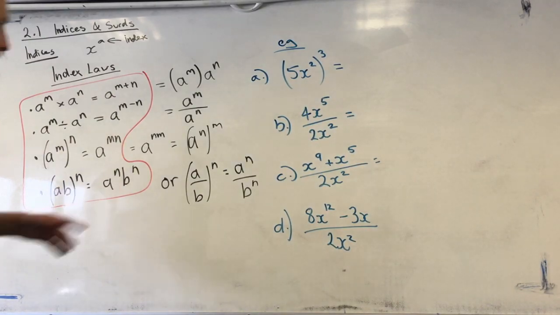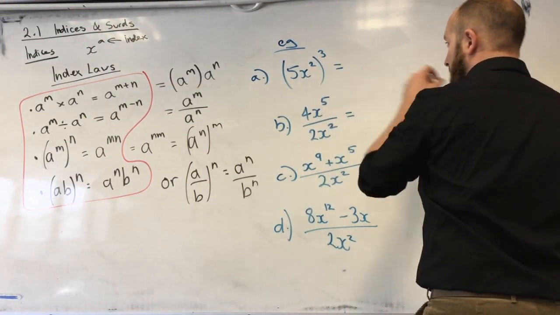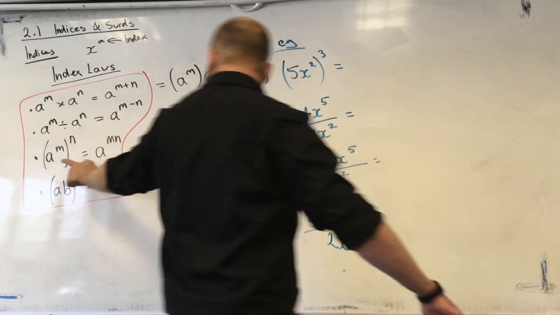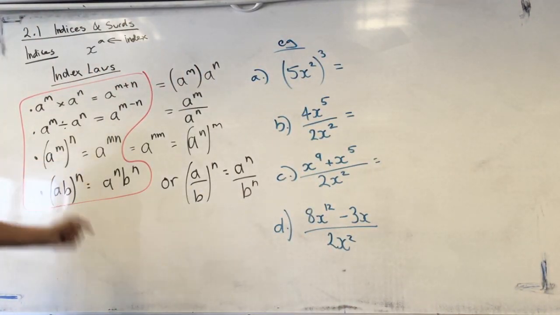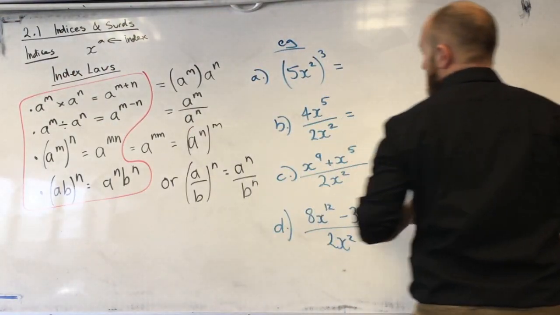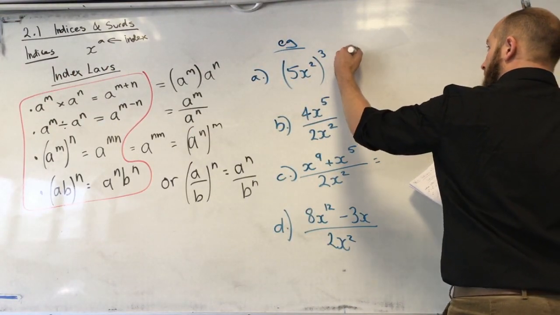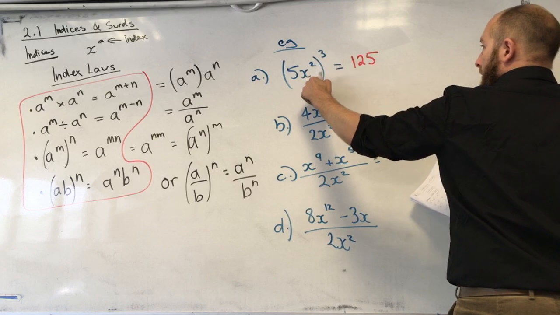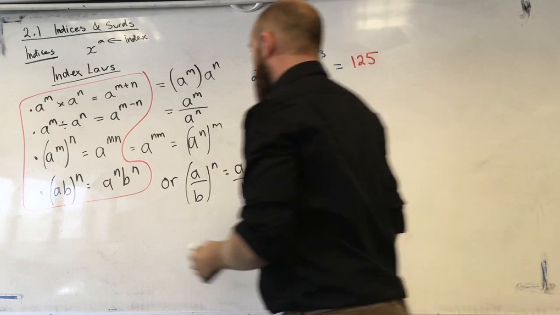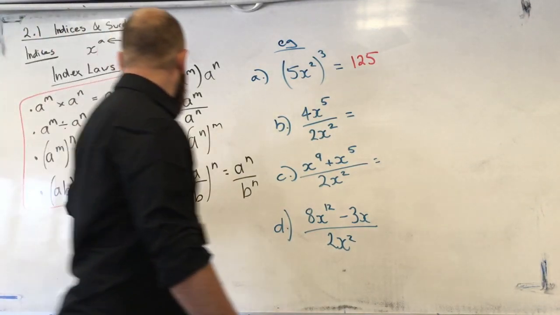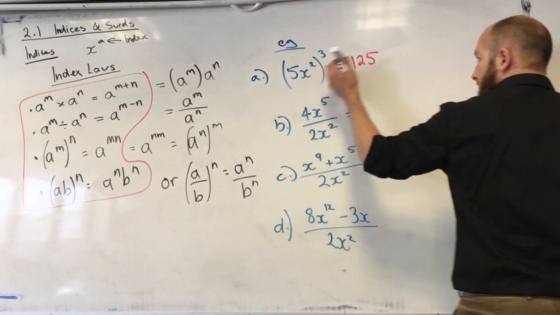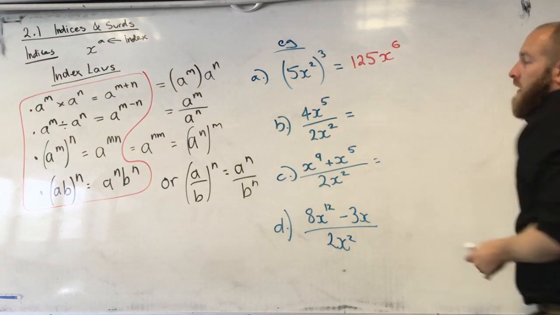Okay, so first one, 5x squared to the power 3 is looking at this rule here. So everything in the bracket needs to be cubed. So 5 cubed is 125. And then x squared cubed, we're going to be looking at this rule still. So m to the power n, times them together. So 2 times 3 is 6, we get x to the power 6.